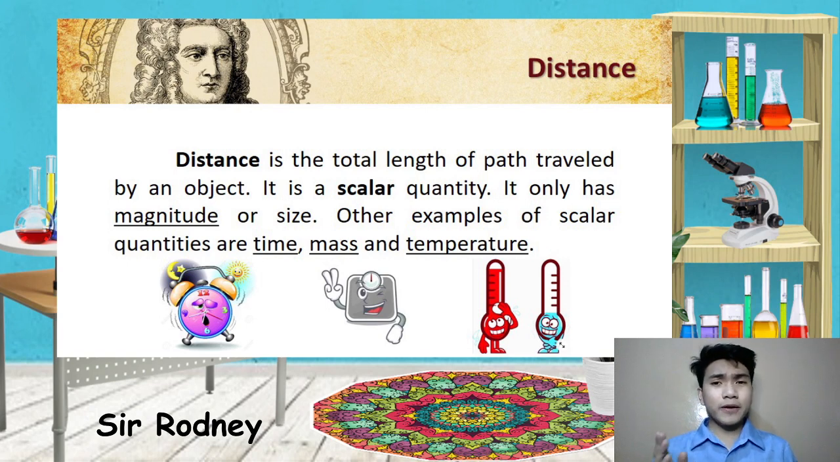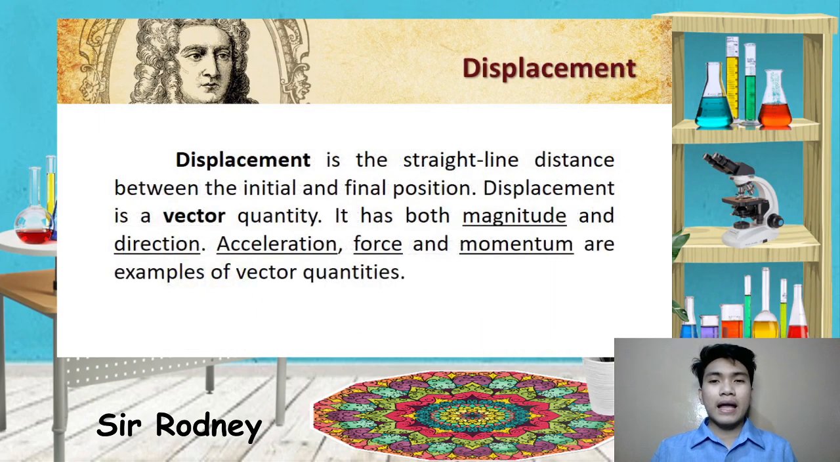What does a scalar mean? A scalar quantity means that it has only magnitude or size. Other examples of scalar quantities are time, mass, and temperature. On the other hand, displacement is the straight line distance between the initial position and the final position. Displacement is a vector quantity.